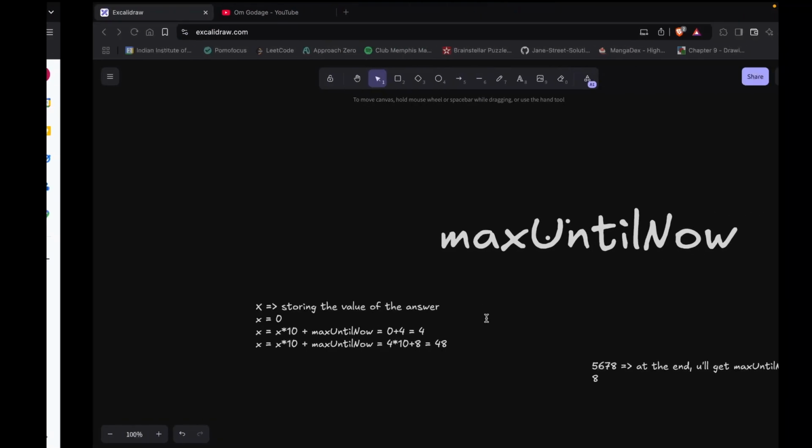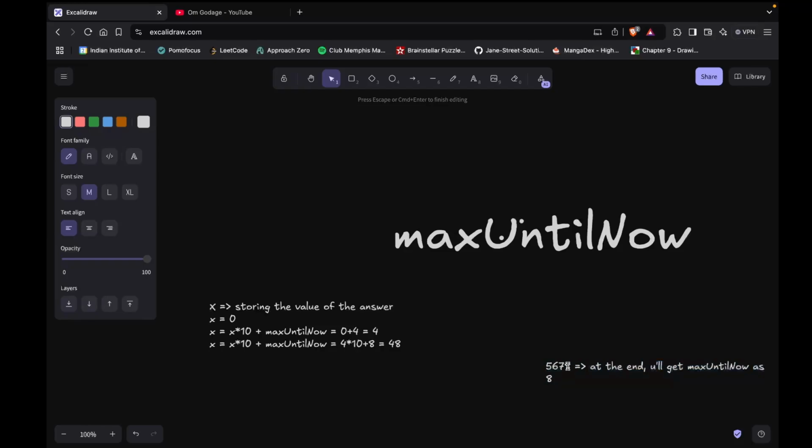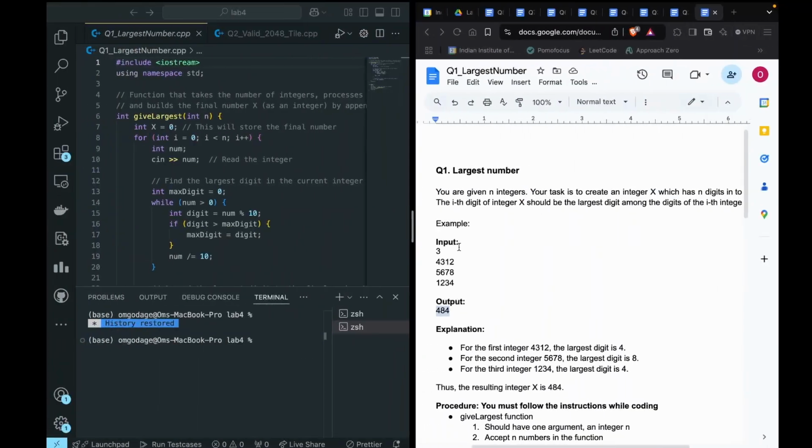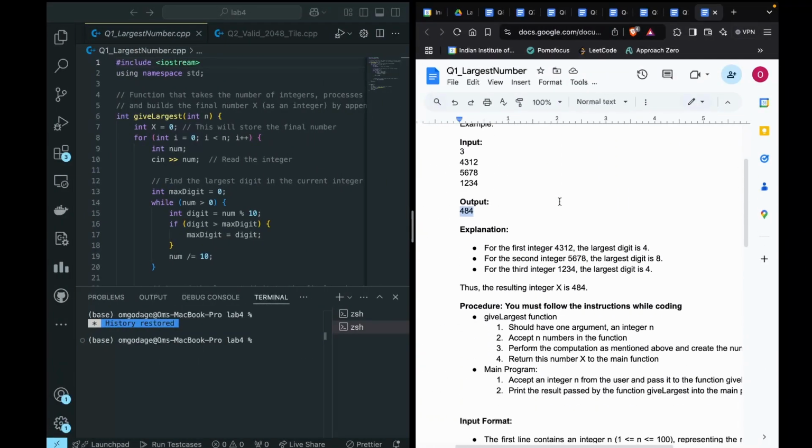Now lastly you have 1, 2, 3, 4. So I'll just modify this. You have 1, 2, 3, 4. At the end you'll get max until now as 4 for this number, and then again you'll come over here and do x equals x into 10 plus max until now. You will get 48 into 10 plus 4, which will be 484, and this is your final answer. You have to return this answer from the function, I guess. Yeah.